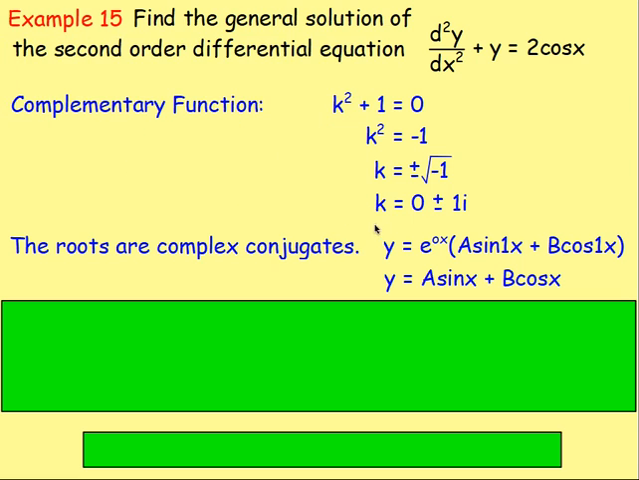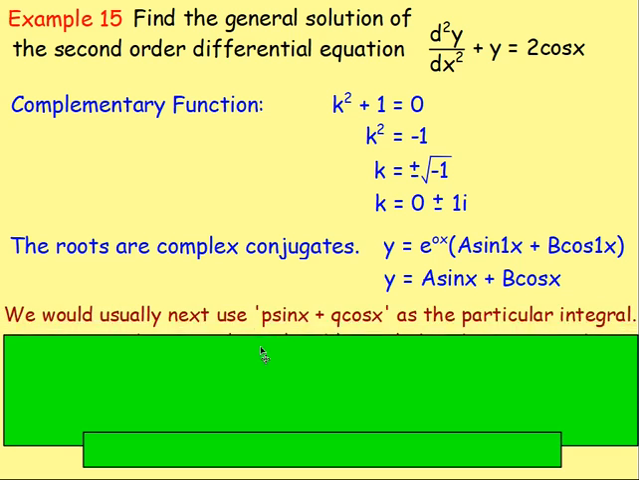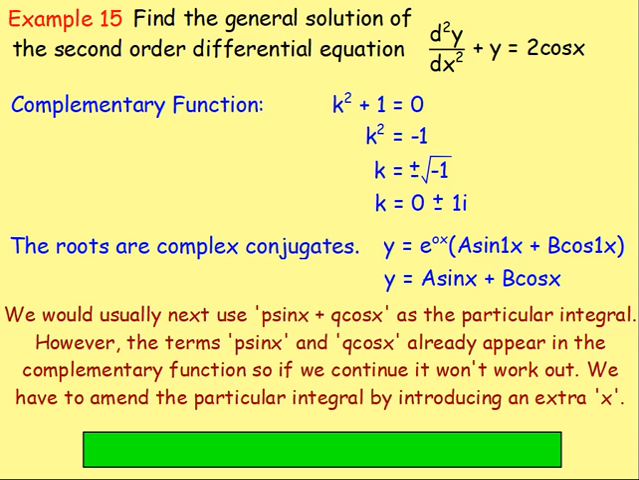Next, what you want to do is look for the particular integral. A lot of the time you would look here and think, I've got 2 cos x. So for the particular integral, I would choose something like p cos x plus q sine x. But if you look at it, the sine x and the cos x terms are already here in the complementary function. So a lot of the time you would choose p sine x and q cos x, but these terms already appear. We already have a something sine x.